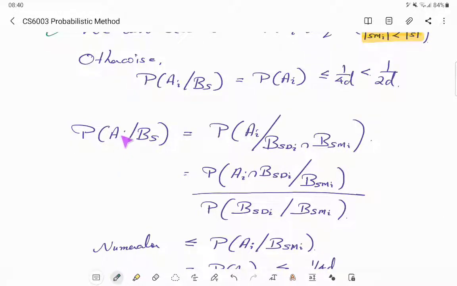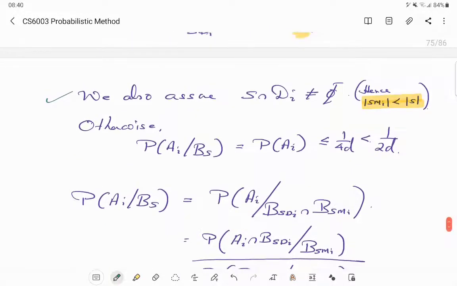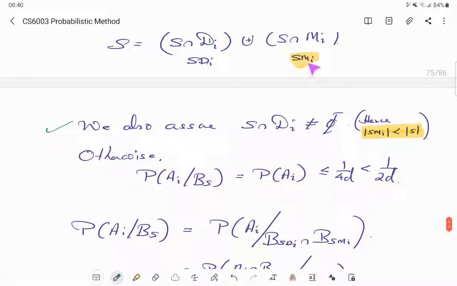So P of AI given Bs, this is the event whose probability we want to upper bound by 1 by 2d. Okay, that's our aim. So we are going to write it as P of AI given this Bs. We know that S is split into, it's a union of SDI and SMI. So if you take Bs, think about it, we can write it as BSDI, which is the intersection of all the events indexed by SDI, intersection with the intersection of all the events indexed by SMI. Okay? It's a simple thing.